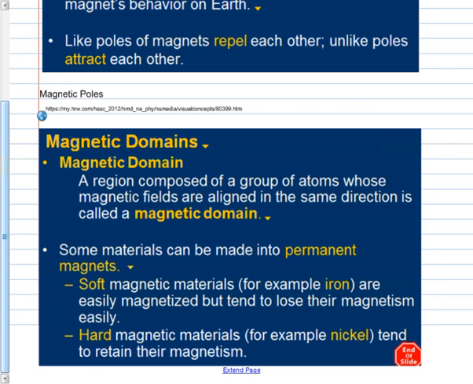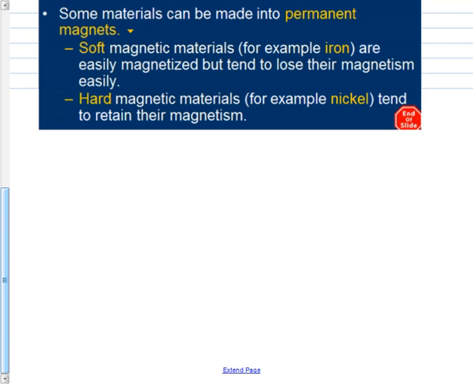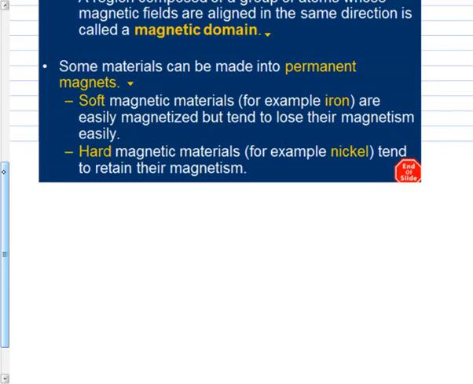So we can make temporary magnets. We want it to be a permanent magnet, probably most of the time. Soft magnetic materials, iron is fairly soft, easily magnetized, but tend to lose their magnetism. Hard magnetic materials, nickel is an example, tend to retain their magnetism pretty well. The strength of a magnetic field often depends on what the material is that it is made up from.